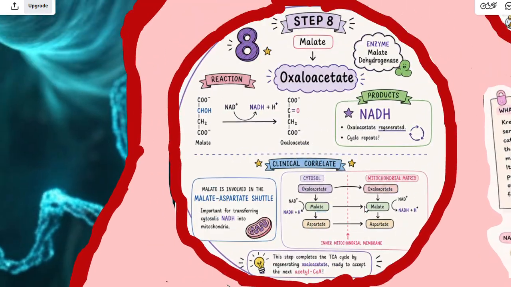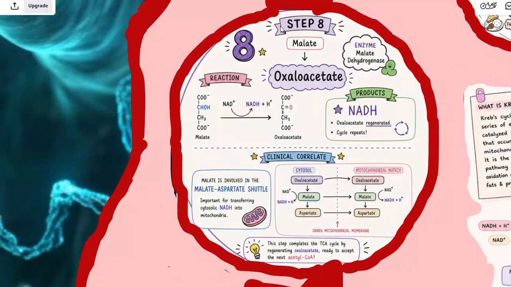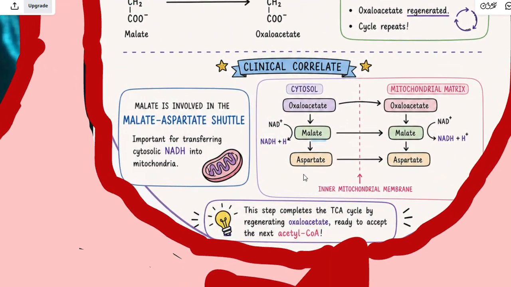So, malate basically, look at this step 8 here. Step 8 is basically taking the malate and converting it into oxaloacetate. This is done by the malate dehydrogenase enzyme, right? The reaction basically produces an NADH molecule, right? So oxaloacetate is regenerated, the cycle repeats, and an NADH is produced, which is a high energy carrier molecule, right?